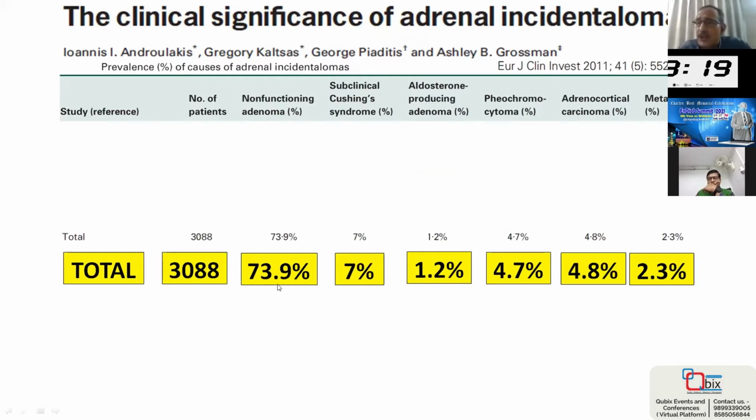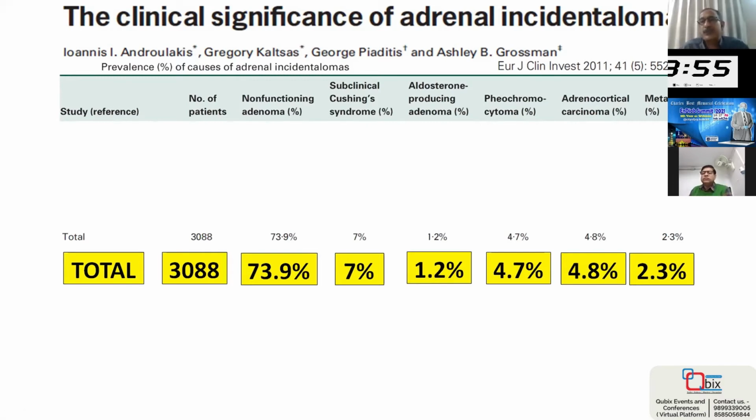Majority of them are non-functioning. About three-fourths are non-functioning. It varies from series to series. This is a series published about almost 9 years ago now, about 3,000 odd patients. 7% subclinical Cushing's. Aldosteronomas are very rare as incidentalomas. They generally present with hypertension and or hypokalemia. Pheochromocytoma, generally the ballpark figure you should remember is 1 in 20.